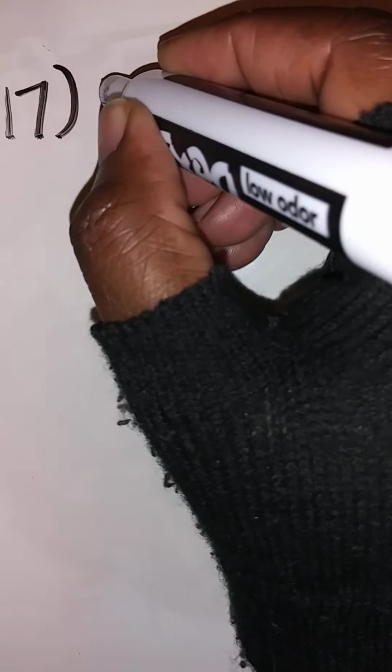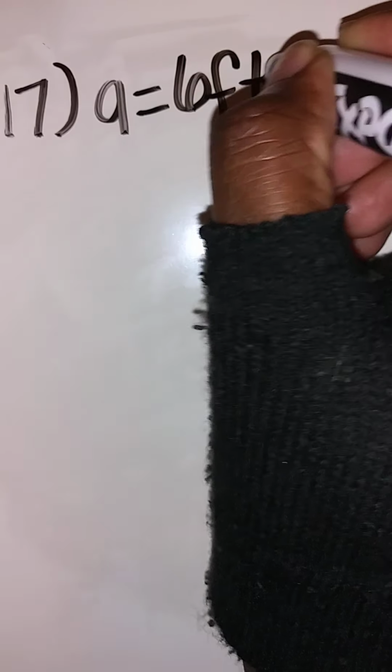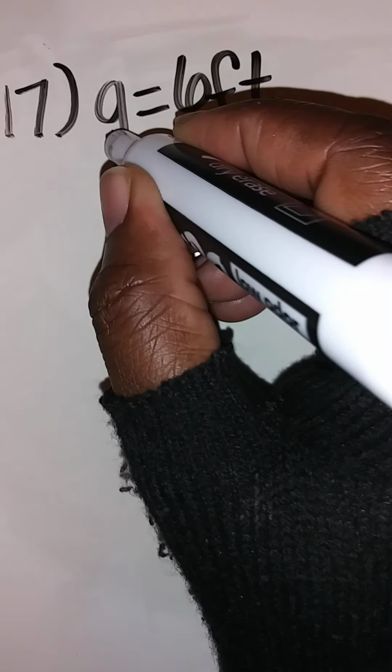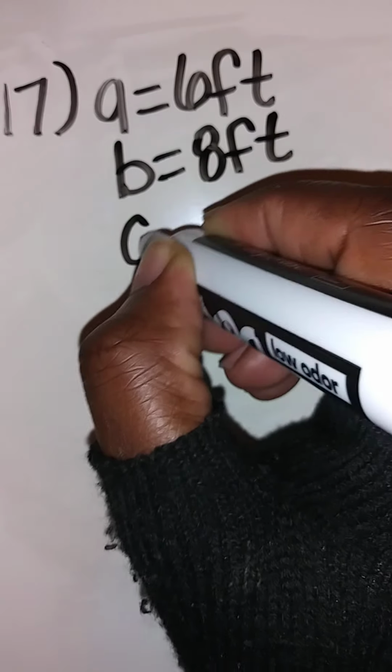On page 663, we're going to look at number 17. So 17 says the length of two sides of a right triangle ABC shown in the diagram are given. Find the length of the third side. On 17, they gave me 6 feet. And then they gave me 8 feet. I don't know what C is.